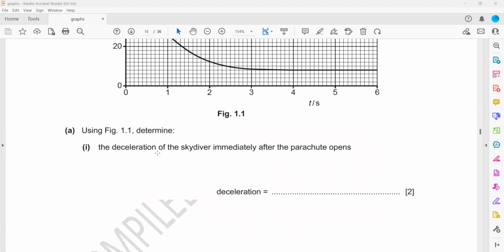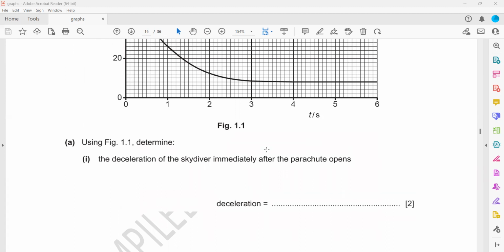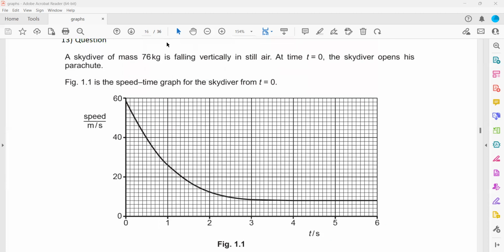In figure 1.1, determine the deceleration immediately after the parachute opens. When you open the parachute, the speed will decrease, so we want to determine the deceleration, or change in speed, in this part. This part is a straight line, so we can use a formula or a gradient. It won't make a difference.